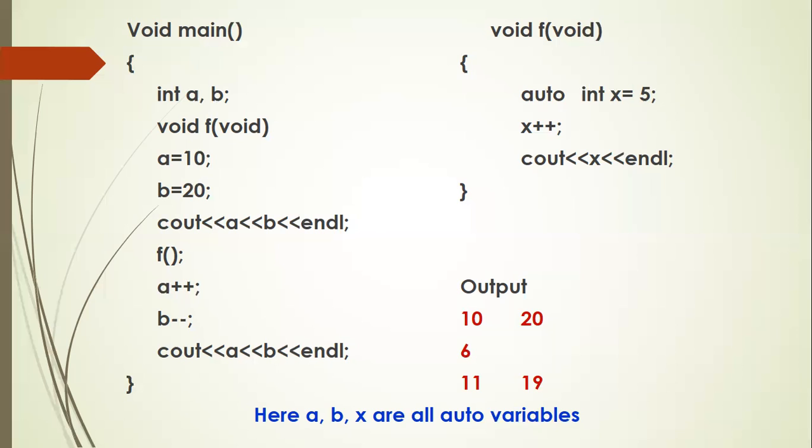The next one is external. Any variable you declare outside of all the functions is considered an external variable. Another name for an external variable is global variable. The main characteristic of an external variable is that it is alive and active throughout the program, whereas an automatic variable is alive and active only within that function because it is local to that function.